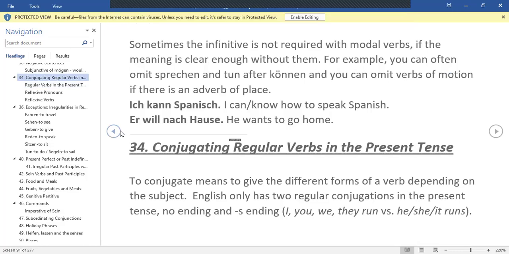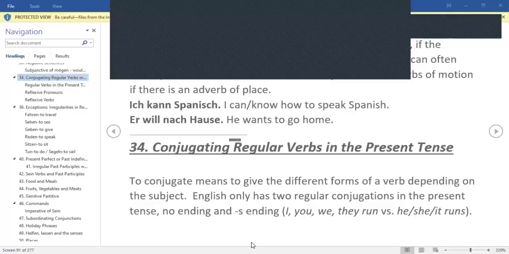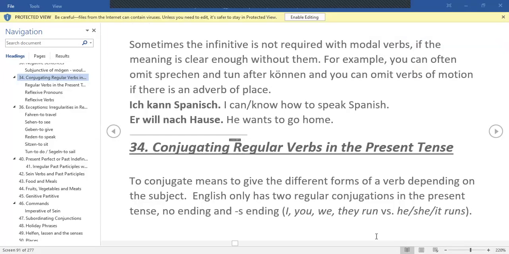Today we are going to do conjugating regular verbs in the present tense. So we are going to look at conjugating regular verbs in the present tense. To conjugate means to give the different forms of a verb depending on the subject. English only has 2 regular conjugations in the present tense, no ending and S ending.